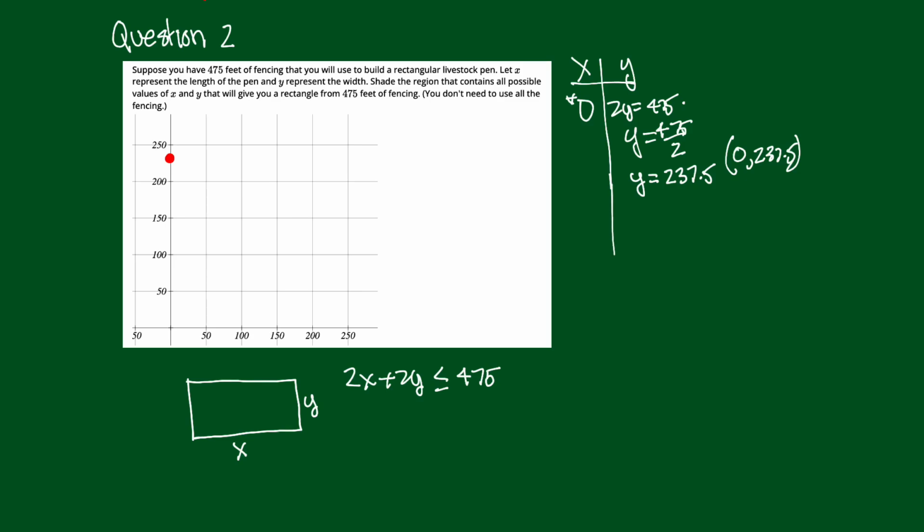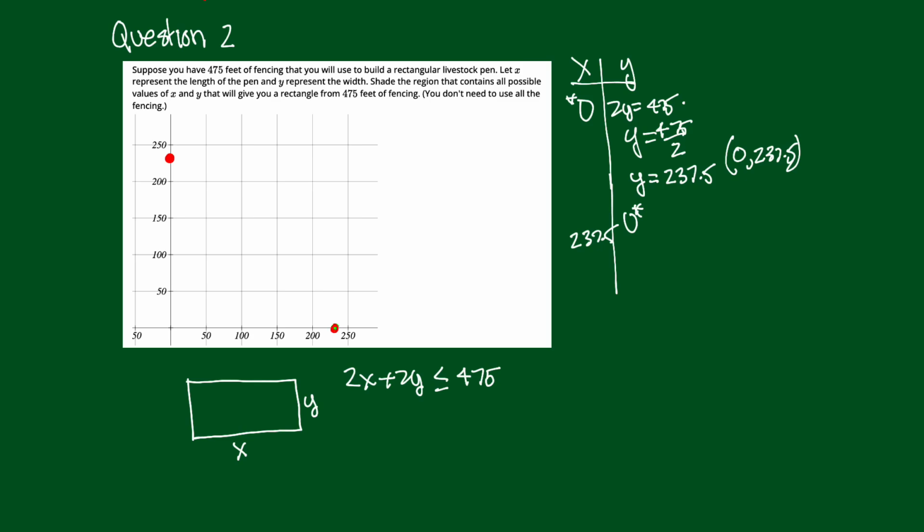And now, when y is 0, it's going to be the same for x. So it's going to be 237.5, right? If I put 0 in for y, I still get 475 divided by 2. So now it's 237.5, right? That's probably still over here.